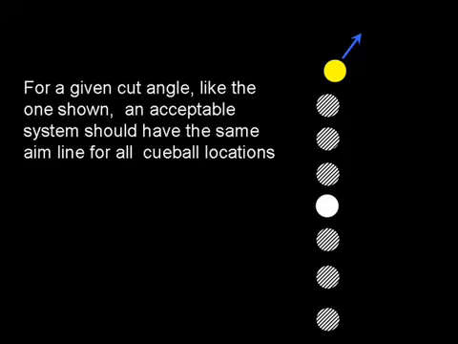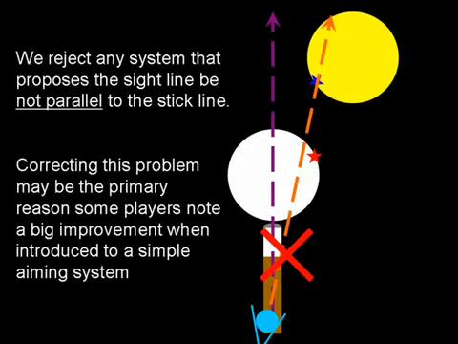It's like you're not looking along the rows on the previous slide. So most aiming systems, or any reasonable aiming system, will have exactly the same sight line for any one of these shots. So I reject any aiming system that proposes the sight line not be parallel to the stick line. In fact, there's many players, even very experienced players, who, when introduced to a simple aiming system like fractional ball aiming system or something like that, think it's the greatest thing since sliced bread.